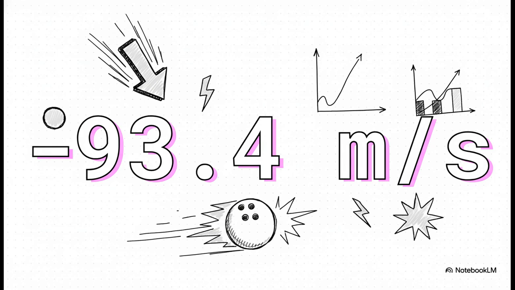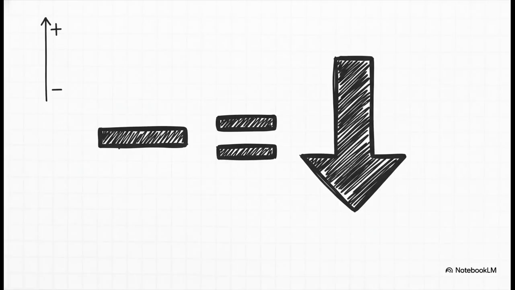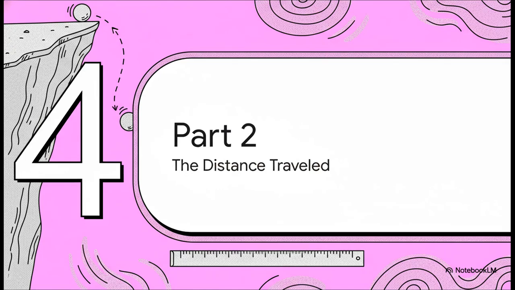Remember, that negative sign just tells us it's moving downward, but the speed itself is 93.4 meters per second. And that is fast. We're talking over 200 miles per hour. It's a pretty powerful example of how quickly things speed up under constant acceleration. And just to hammer this home one more time, that negative sign is so important. It doesn't mean negative speed. That doesn't really make sense. It's all about direction. And in our problem, negative means down. Simple as that. All right, one question down, one to go.